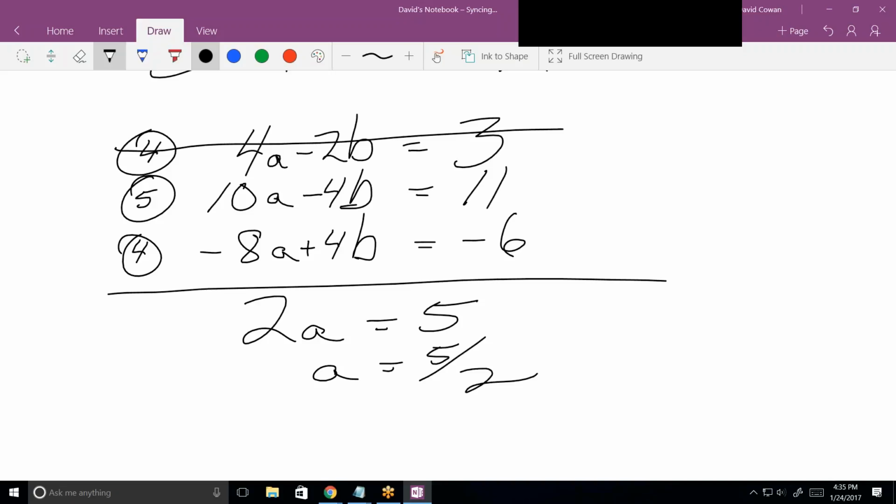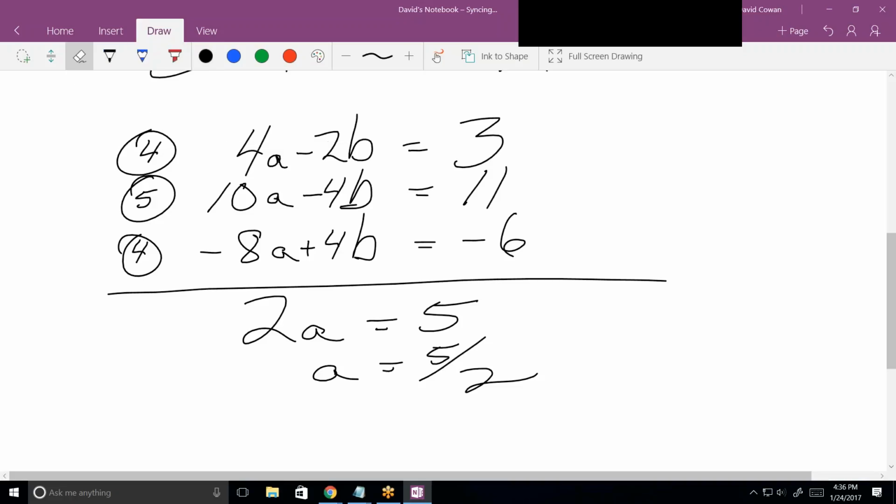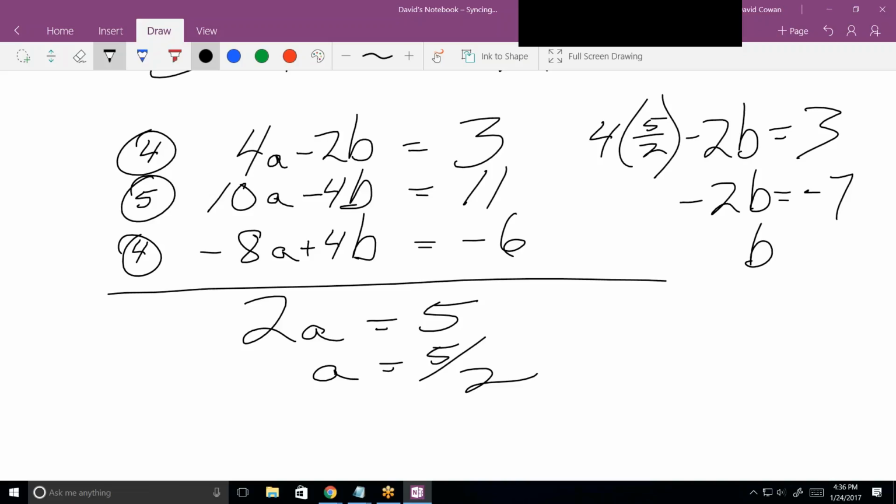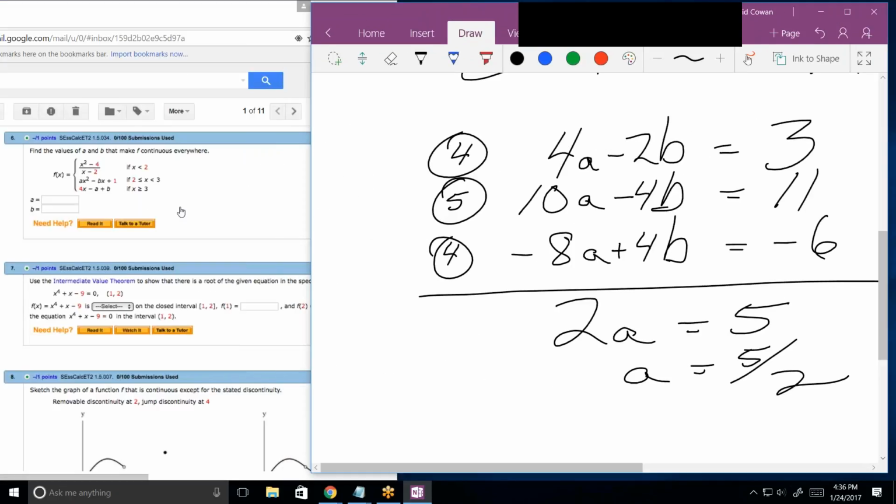And now I can go back and substitute a of 5 halves into the simplest equation, which is this first equation 4. And I get 4 times 5 halves minus 2b equals 3. Well, that's 10. So I get minus 2b equals minus 7. b equals 7 halves. a equals 5 halves, b equals 7 halves for number 6.